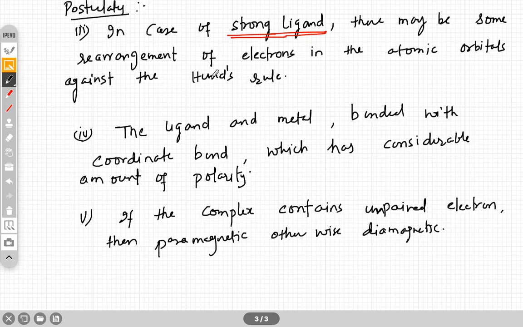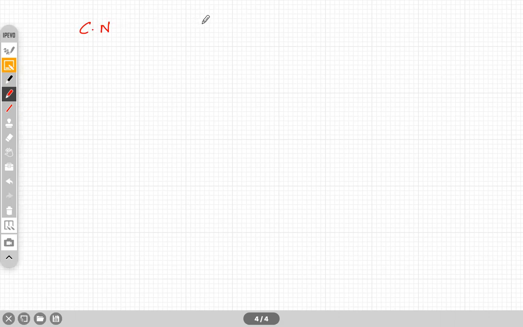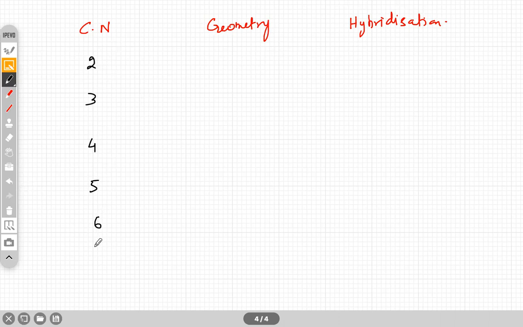Depending upon the coordination number, we can understand the hybridization of the complex, and hence we can understand the geometry of the complex also. So this table, all of you have written this? Yes, sir. Okay, so this table you draw: on one side we have coordination number, CN stands for coordination number, then we have geometry, and then we have hybridization. Coordination number could be 2, 3, 4, 5, 6.